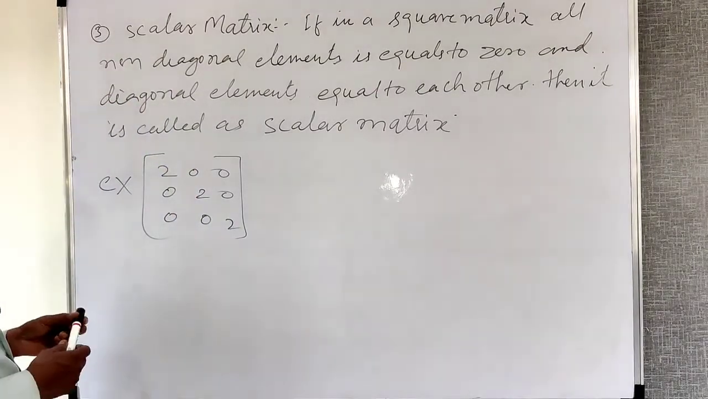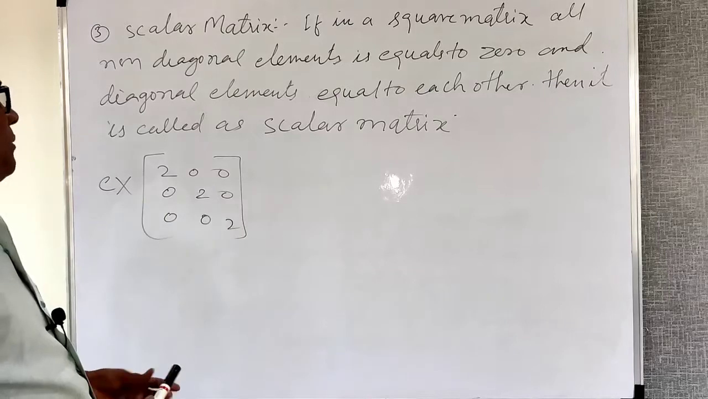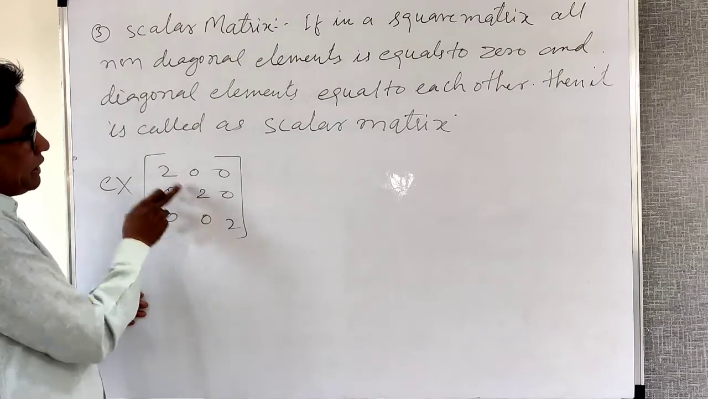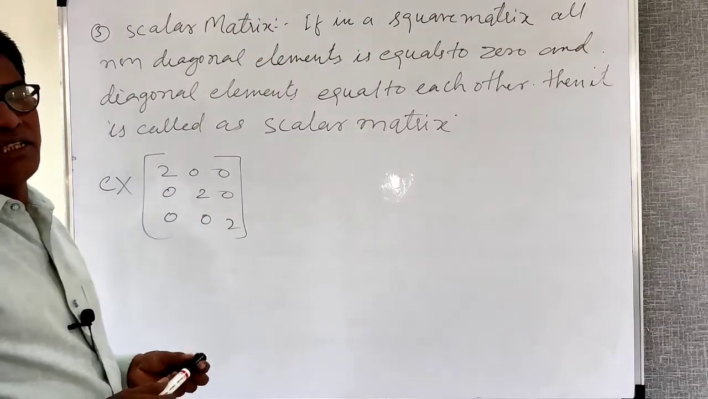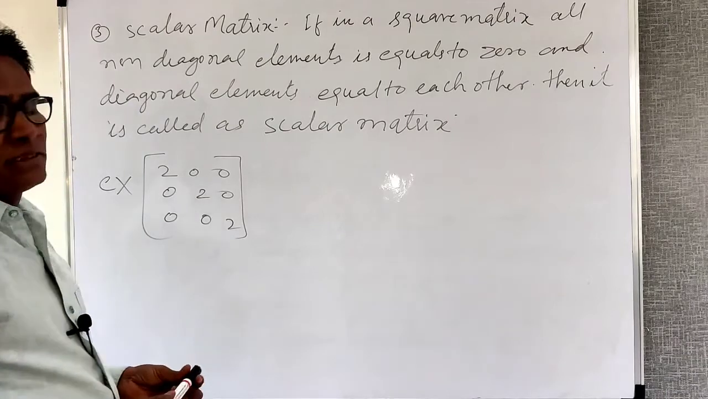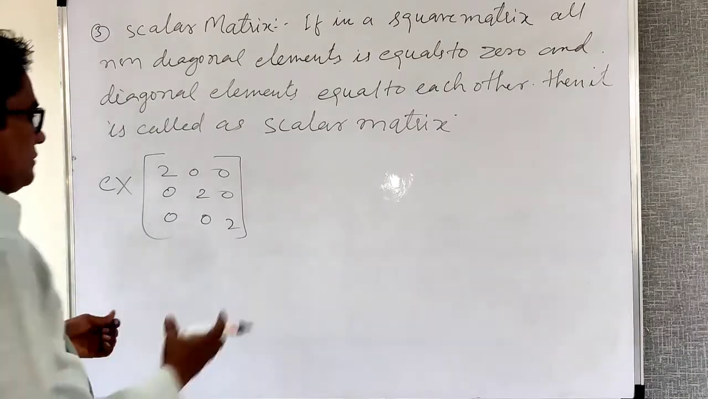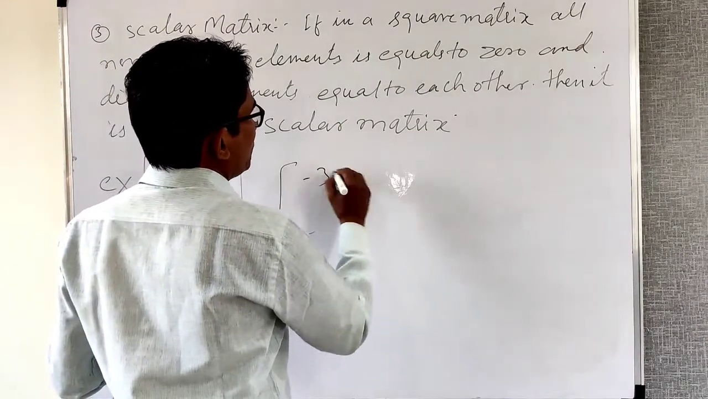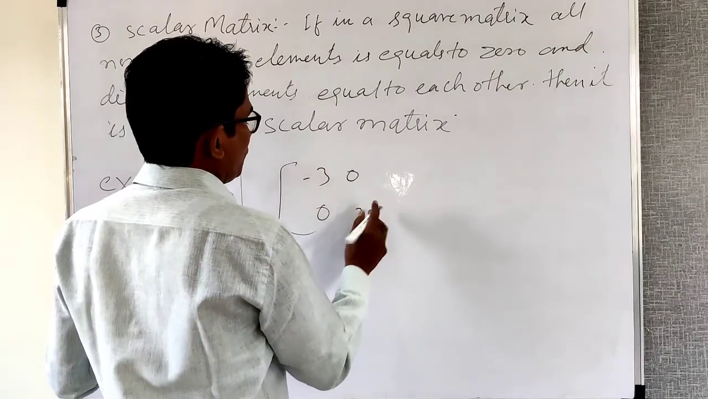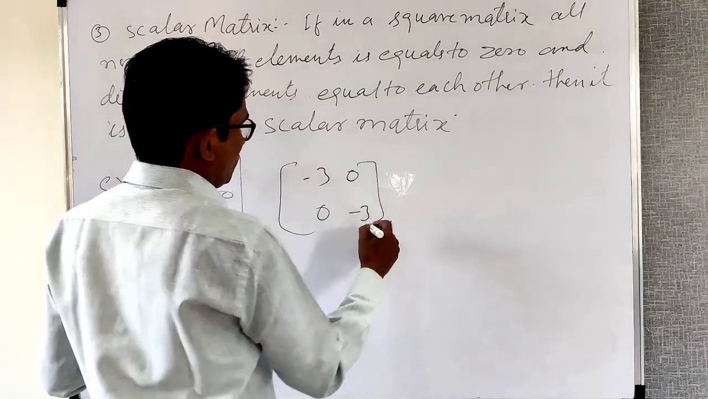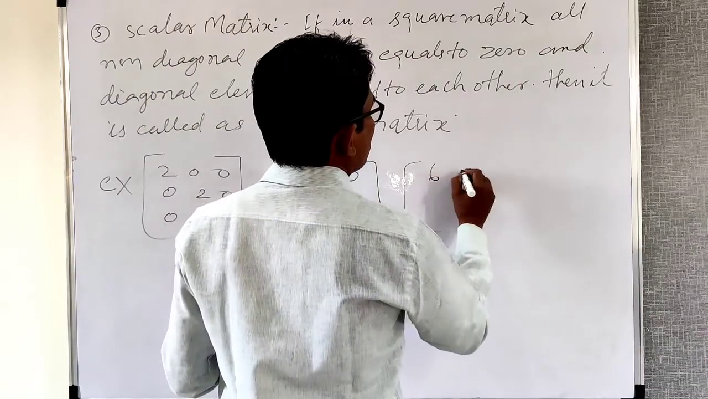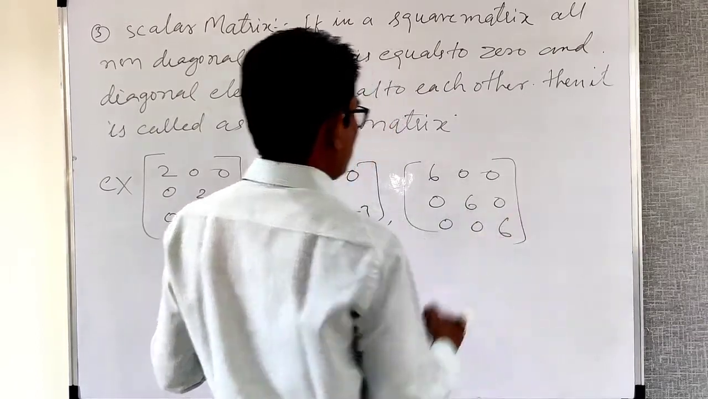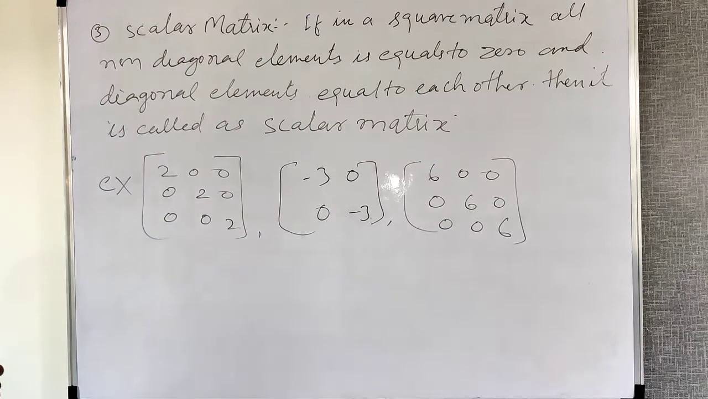So what is a scalar matrix? If the non-diagonal elements are equal to 0 and the diagonal elements are equal to each other, then only we can say that the matrix is a scalar matrix. Another example, take -3 0 0, 0 -3 0, 0 0 -3, or 6 0 0, 0 6 0, 0 0 6. So these are the examples of scalar matrix.